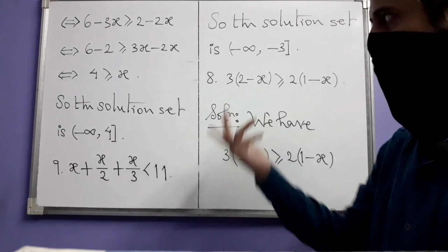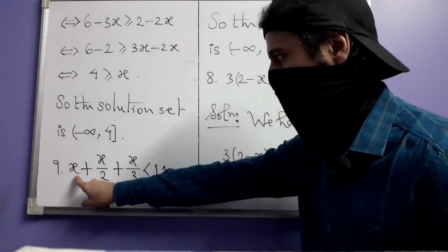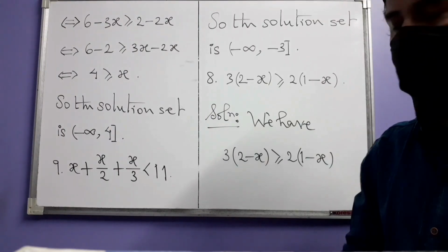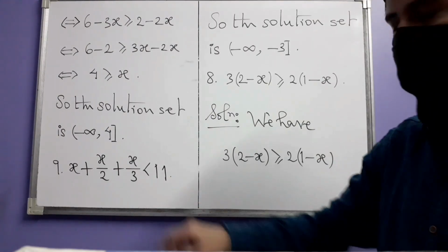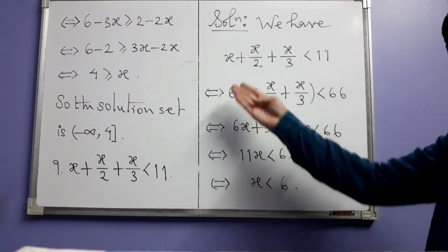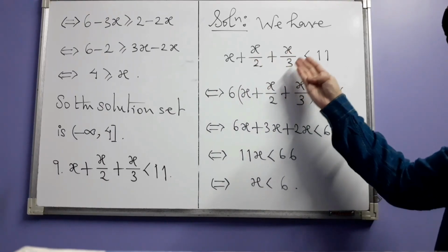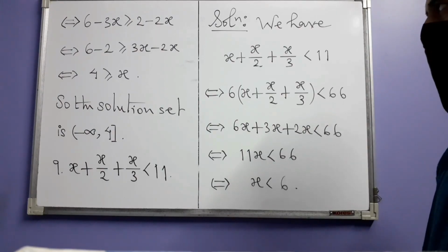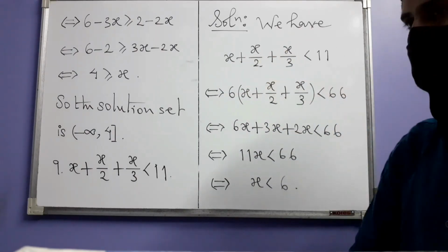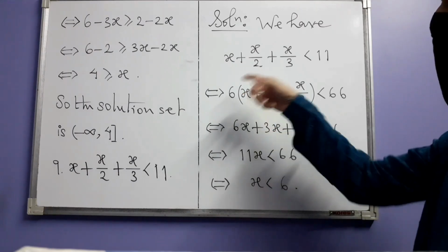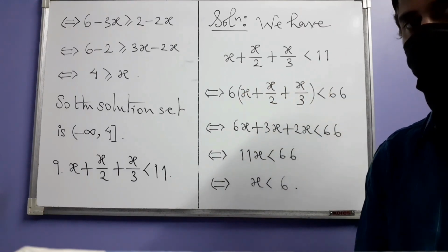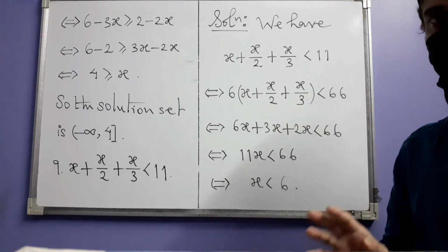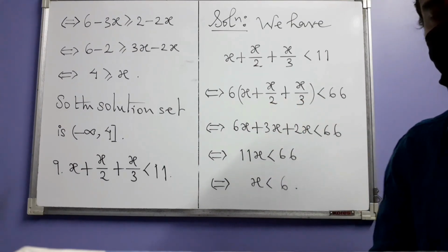Next, number 9, where the inequality is this. It's a bit different from the ones we have been seeing. x plus x divided by 2 plus x divided by 3 is less than 11. We are back to this strict inequality type. So we write the inequality x plus x over 2 plus x over 3 less than 11. And then there is no real need to take LCM and then do the calculation. You straight away multiply both sides by the LCM. I wrote this step just to show you that we are multiplying both sides by 6.